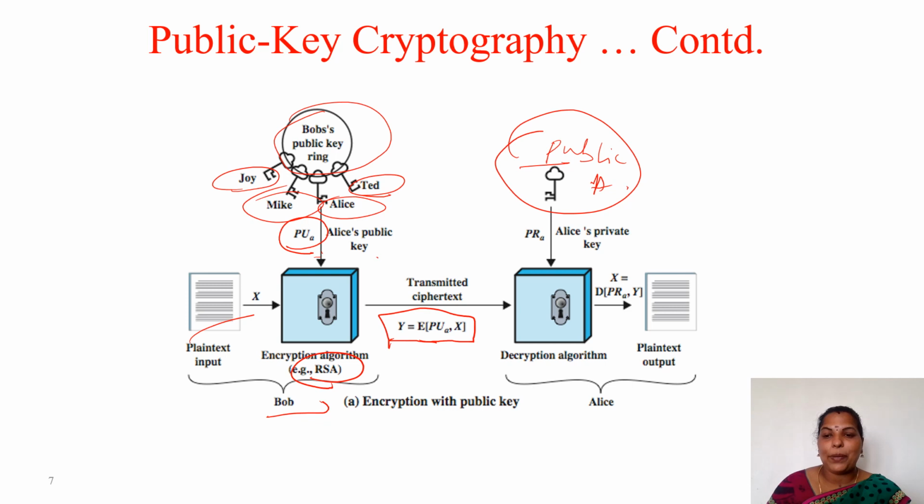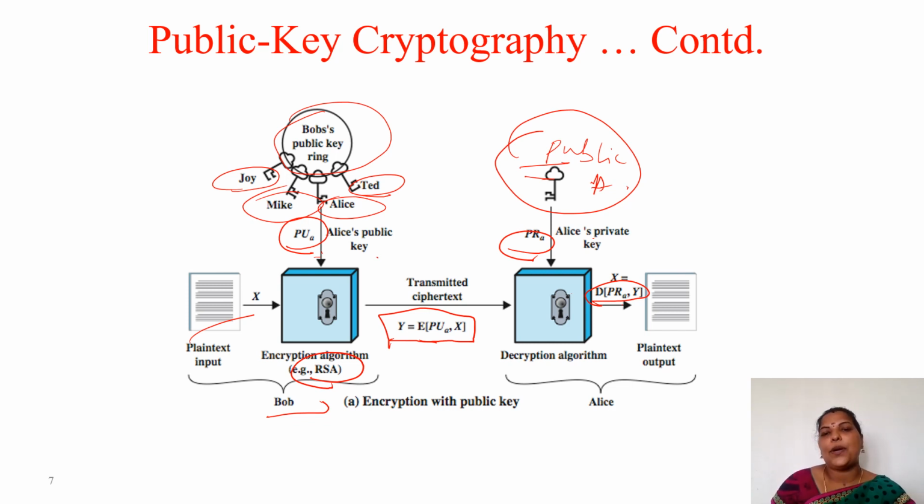There we are encrypting the plain text with the public key of Alice. Then the ciphertext is transmitted to Alice, and Alice performs the decryption. How does Alice perform the decryption? With the related private key, Alice's private key. With that only it is possible to decrypt the message, because it is encrypted using Alice's public key.